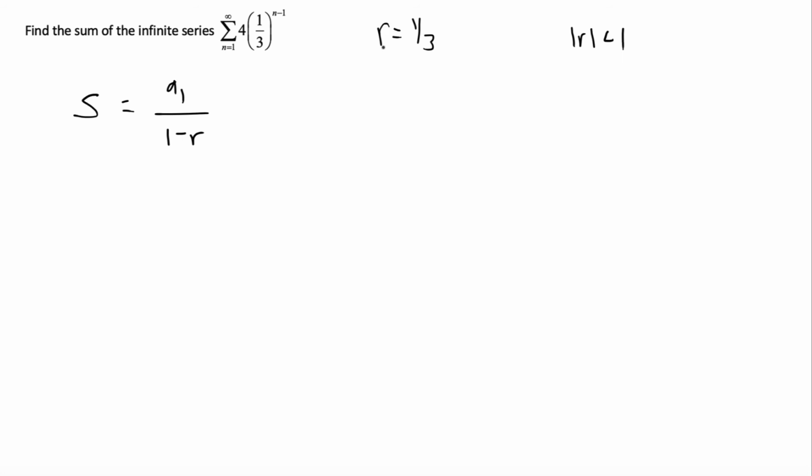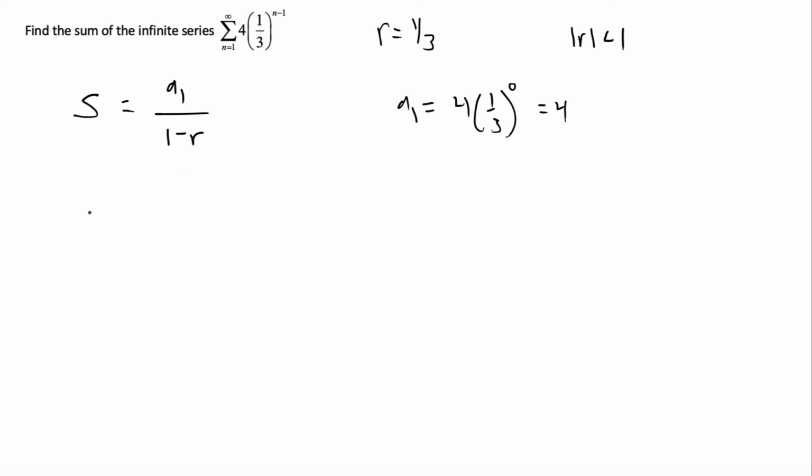So we need the first term and we need r. Well, we know what r is. r is equal to 1/3. To find the first term, we just have to plug in 1 into the series. So 4 times 1/3 to the, well, in this case, we just get 0, so the first term is going to be 4 here.